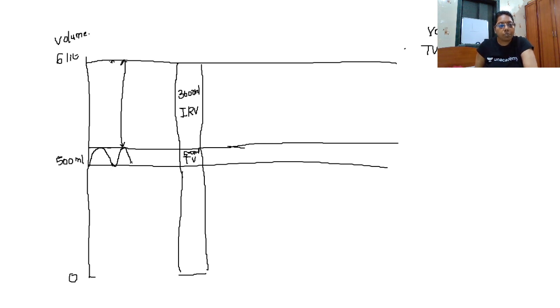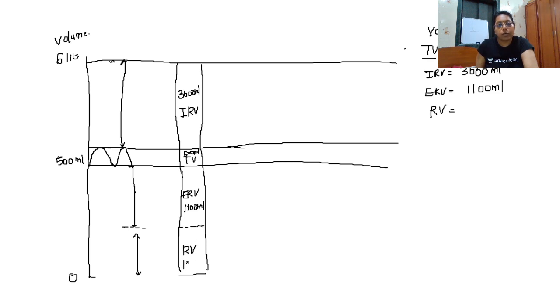When you ask a person to expire forcefully and deeply over and above normal expiration, that becomes the expiratory reserve volume, which is roughly 1100 ml. So tidal volume is done, inspiratory reserve volume is done, which is around 3000 ml. Then we have expiratory reserve volume, which is the volume of air that can be expelled forcefully and deeply after normal expiration. And then we have the residual volume, which is the volume of air that remains in the lung after forceful expiration. This becomes the residual volume, which is roughly around 1200 ml. So these are your four volumes.